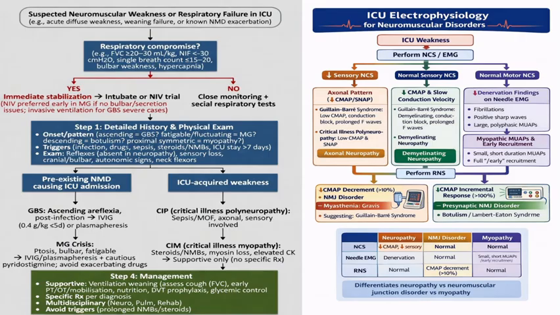So to summarize, if a patient is presenting with suspected neuromuscular weakness or respiratory failure in the ICU, you first have to look for any respiratory compromise. The forced vital capacity should be seen, the spirometry, or a simple bedside assessment like single breath count. If it is less than 20, then it strongly indicates the patient is in impending respiratory failure. So first we have to do immediate stabilization. ABC should be assessed. First, we try NIV. If there is bulbar weakness or excessive secretions, then we have to go for invasive mechanical ventilation in case of severe GBS.